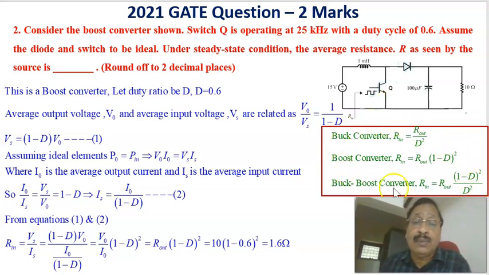Therefore, you can remember this one, so that you can directly apply it in this equation and you will be fine. You can get the resistance at the input side due to the load resistance or output resistance R out. Therefore, in this case, the answer is 1.6 ohm in a boost converter.